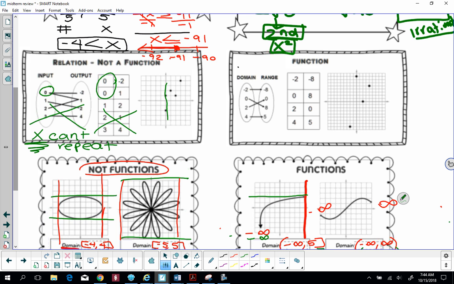Now these, see how each one, x goes with a y? See how none of the x's repeat? These would all be functions, because x doesn't repeat. Can the y's repeat? Yeah. Okay, cool. We're going to go to the next part.